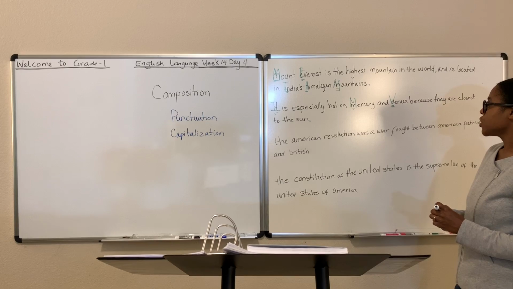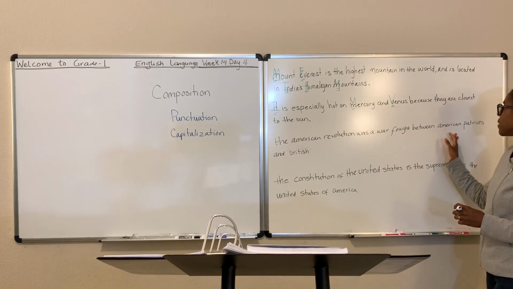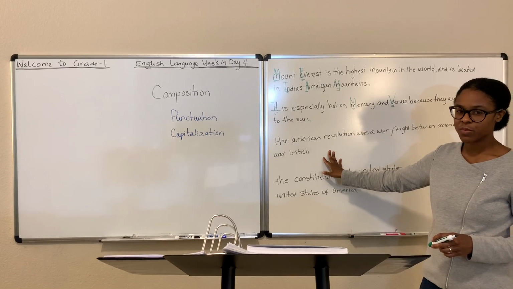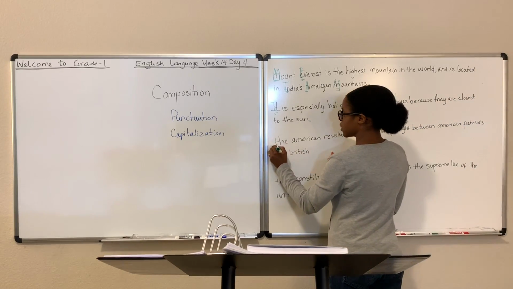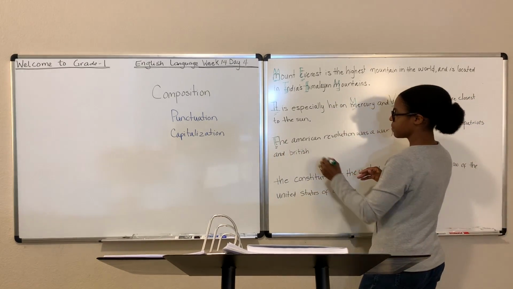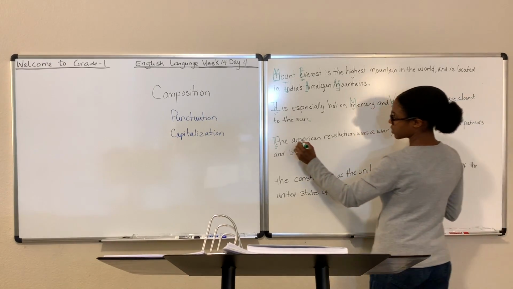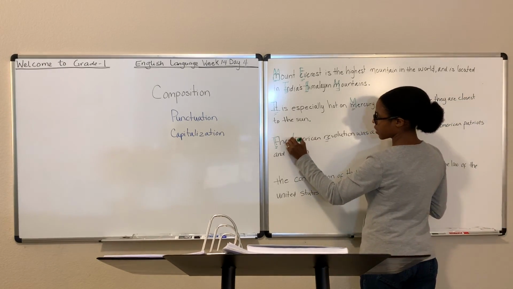The American Revolution was a war fought between American patriots and the British. Let's get started. What do we need to do first? First, we need to capitalize this T. What about American Revolution? Isn't that the name of a real war? Yeah, that's a real event that truly occurred.